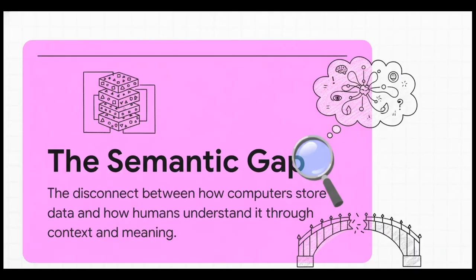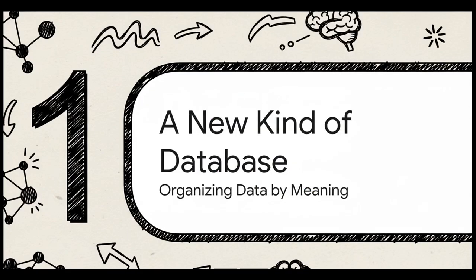It's called the semantic gap. It's this fundamental disconnect between the literal, structured way computers store data and the nuanced, context-driven way we humans get it. Traditional databases just weren't built to cross that bridge. So how do we fix this? Well, that's where a whole new approach comes into play.